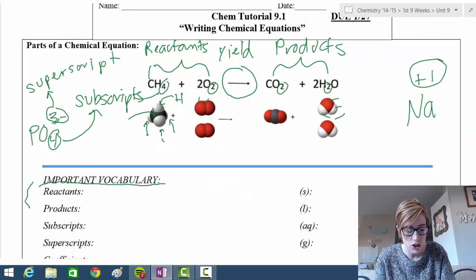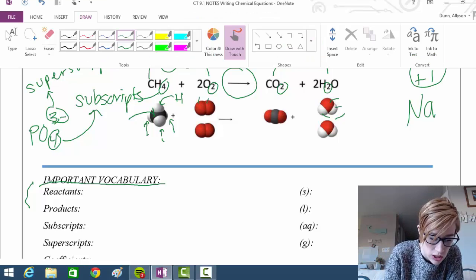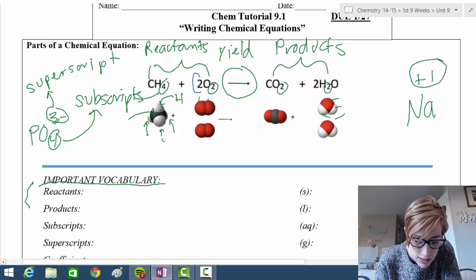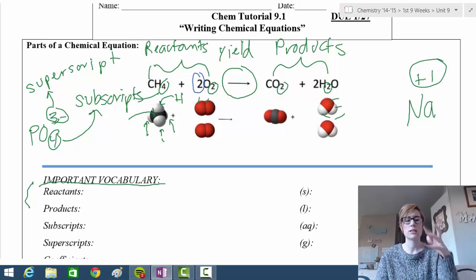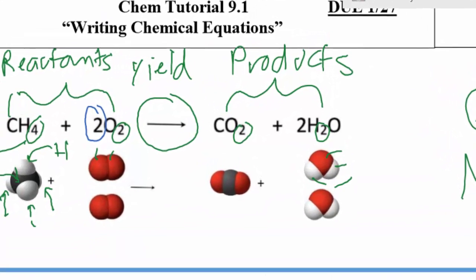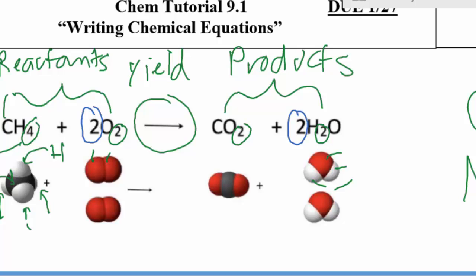Okay, the next term is coefficient. I'm going to change colors so that you can see this. A coefficient is the number that I always call the big number. It's the number that's normal sized, not really tiny like a superscript or subscript, and it's to the left of a compound. This is our coefficient, and it refers to the number of molecules, the actual number of molecules.